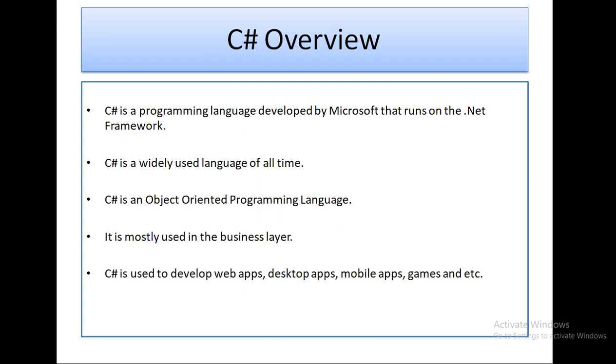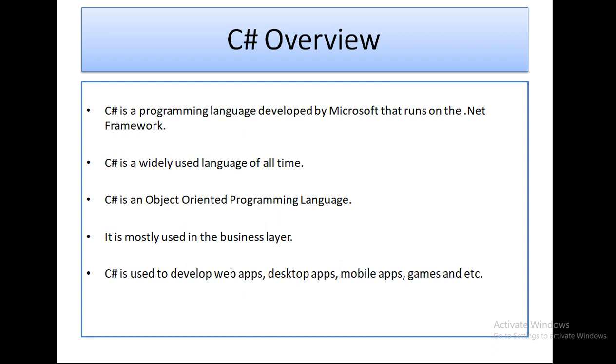So C sharp is also an object oriented programming language. Now what is object oriented programming language, and what are all the concepts of object oriented programming language? Those we will discuss in our future sessions, right? And then the fourth point is C sharp is mostly used in the business layer.